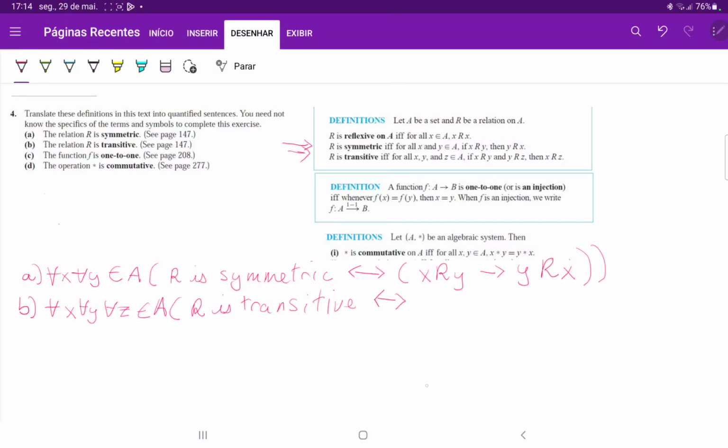if and only if X R Y and Y R Z, then X R Z. So we're saying we have a conditional inside a biconditional. We're saying if X R Y and Y R Z, then X R Z. So it has the same structure, right? It's a biconditional that we're saying it's transitive if and only if, and then inside that we have a conditional. So if X R Y and Y R Z, then X R Z.